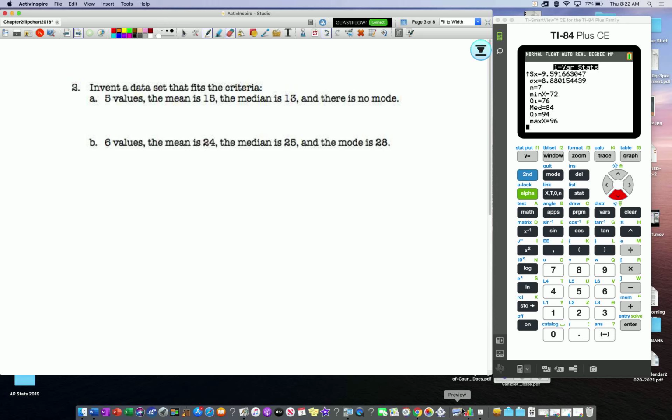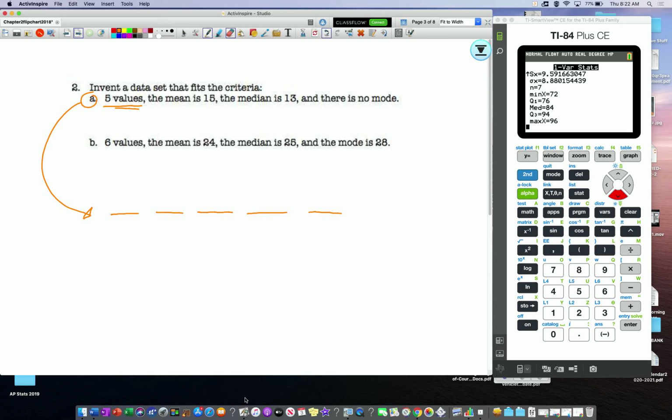So when I do problems like this, I'm just going to read A. It says 5 values, the mean is 15, the median is 13, and there's no mode. Wow. Since mean is average, what I like to do here is go down here. It says to invent 5 values. So I create 5 blanks that I'm going to fill in.